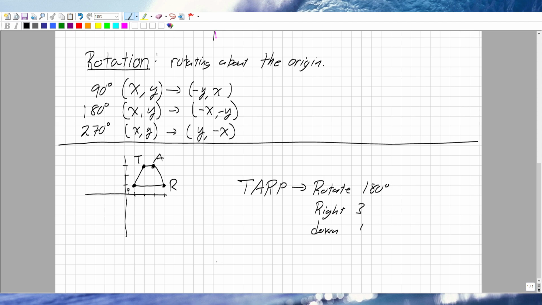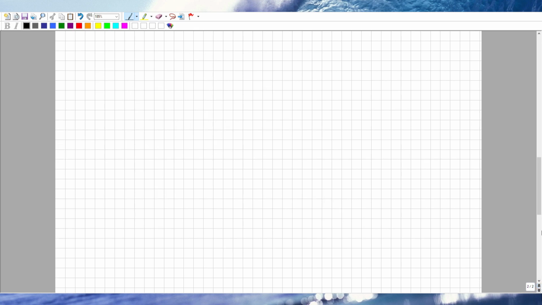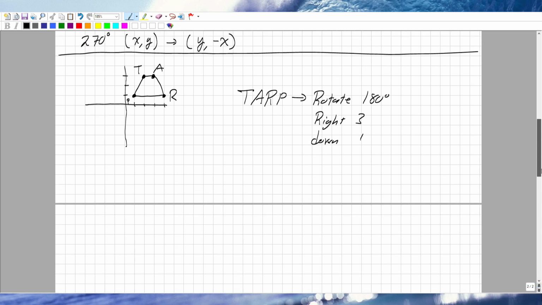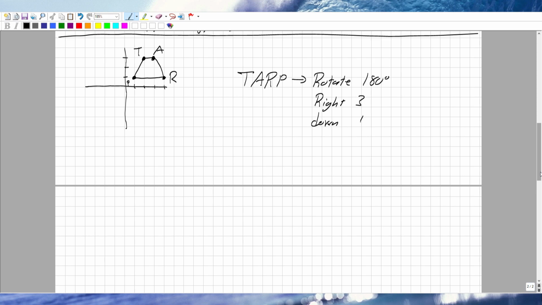All right. So at this point, you should have been able to pause the video and try to do these transformations on your own. What I would do is do them one at a time, and I would do them to their coordinate points. So first I would write down all of their coordinate points, T, A, R, and P, because this is a trap.